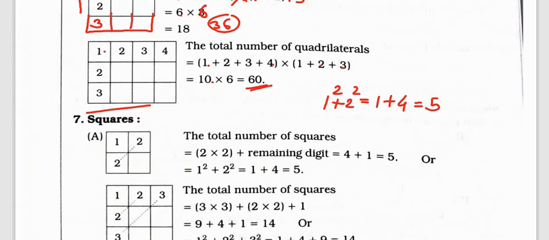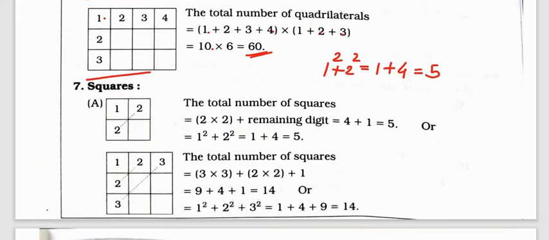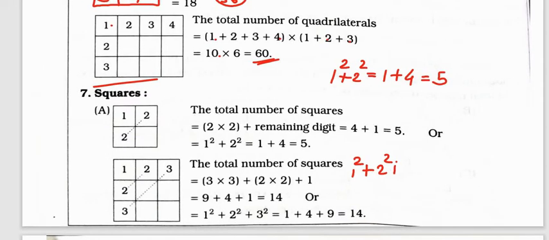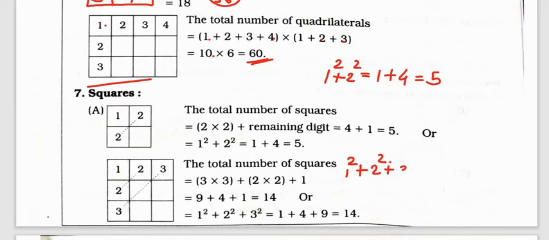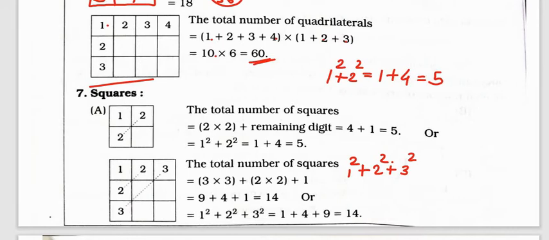Your answer is 5. Now see here in the second figure, 1 plus 2 plus 3, that is 1 square plus 2 square plus 3 square. 1 square is 1, 2 square is 4, and 3 square is 9. That is 9 plus 5 is 14. Total number of squares are 14 squares.